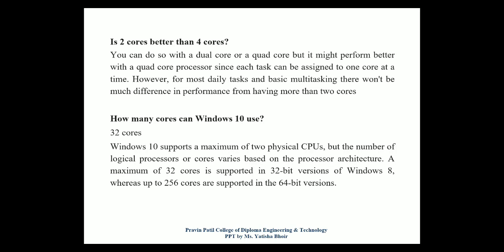A maximum of 32 cores is supported in the 32-bit version of Windows 8. So on the 32-bit version of Windows 8 also we can use 32 cores, whereas 256 cores are supported in the 64-bit version. If it is the 64-bit version of the Windows 8 operating system, then we can use 256 cores at a time.